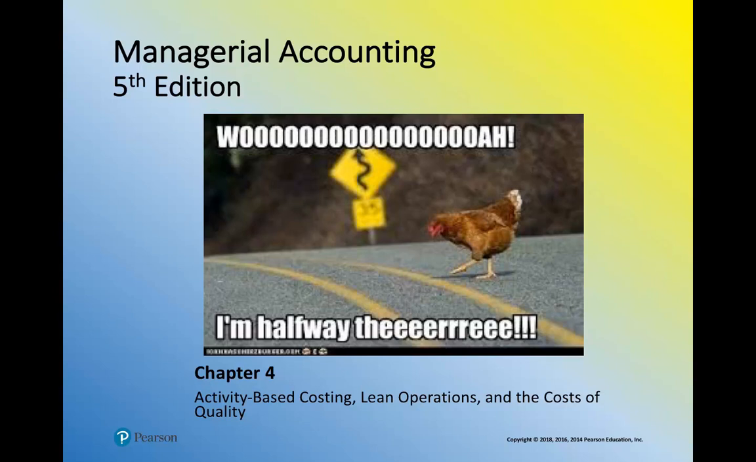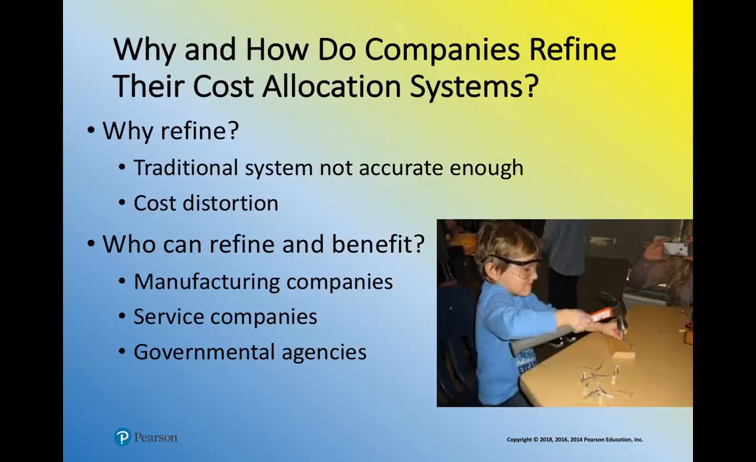Just keep in mind as you go through this that these are ways of breaking down those manufacturing overhead costs. We're not worried about the direct materials or the direct labor right now, and we're not worried about the revenue. When we're talking about the profitability of a particular customer or a particular job, you look first at your revenue, then subtract out your materials, your direct labor, and your manufacturing overhead. For this chapter, we're just trying to get a better picture of what should be in that manufacturing overhead. How should we allocate those resources? So why and how do companies refine their cost allocation systems?